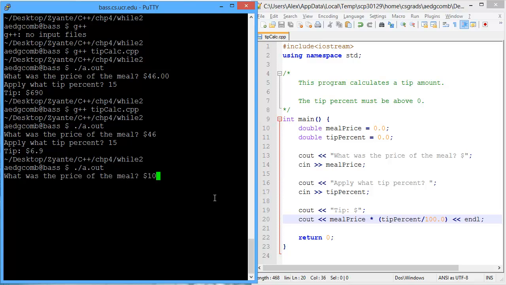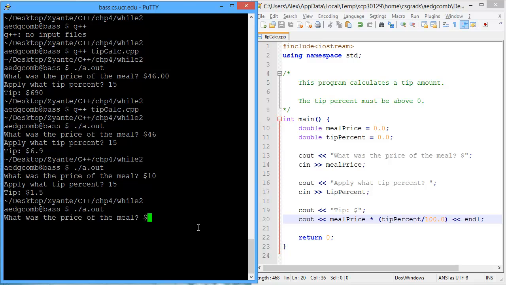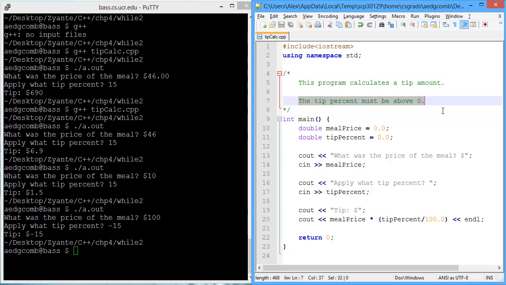We can do a number that's even easier to work with. Let's say it's only a $10 meal, and we have a 15% tip, so $1.50. Yes, that's correct. Okay, now what if the user inputs, let's say a $100 meal, and the user inputs a negative number, say negative 15. Well, then the tip is negative 15. What does that mean? Does that mean the waiter pays us $15? That's not right. We also have already stated in the program that the tip percent must be above 0.